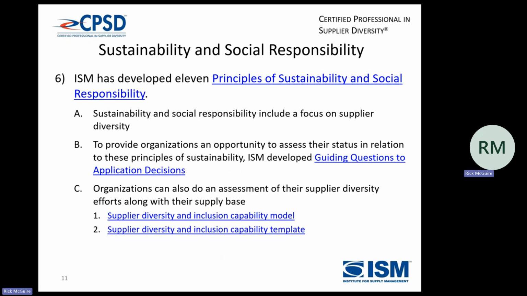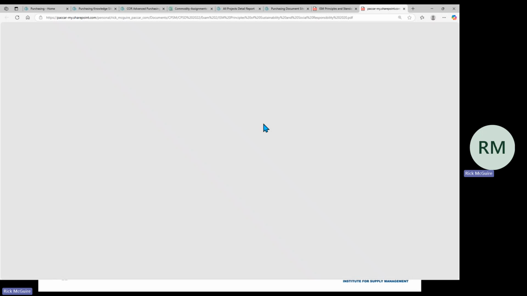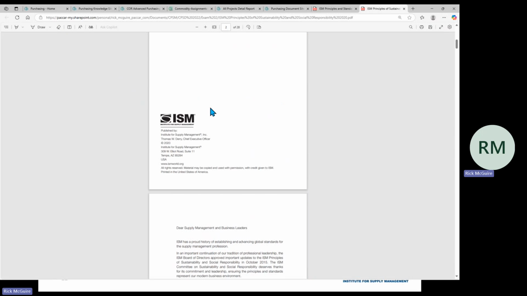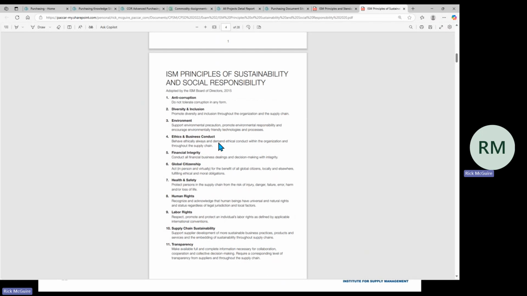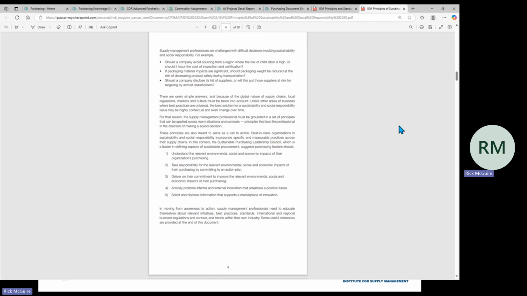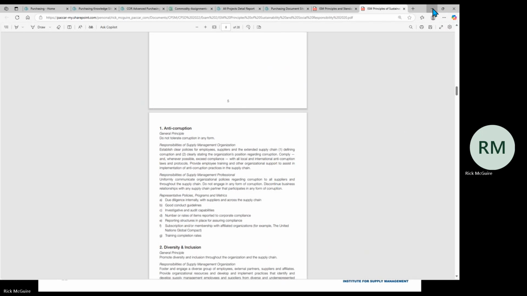And then ISM also has these principles of sustainability and social responsibility. 11 different principles. This one was 2020, I think, is the latest. There are your principles right there. That goes into detail on each of them.